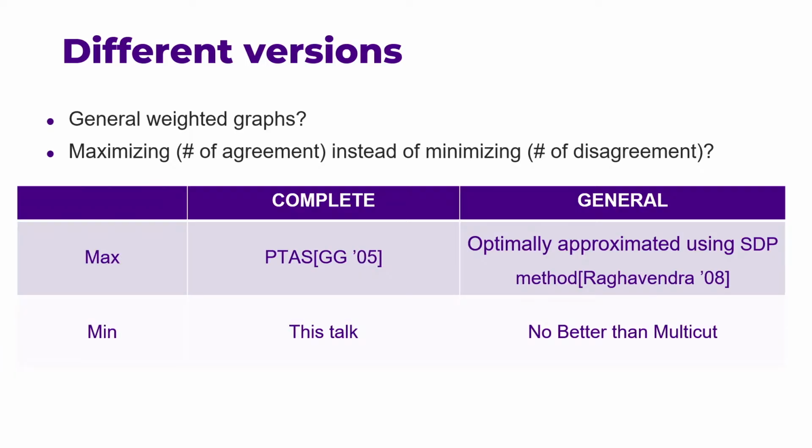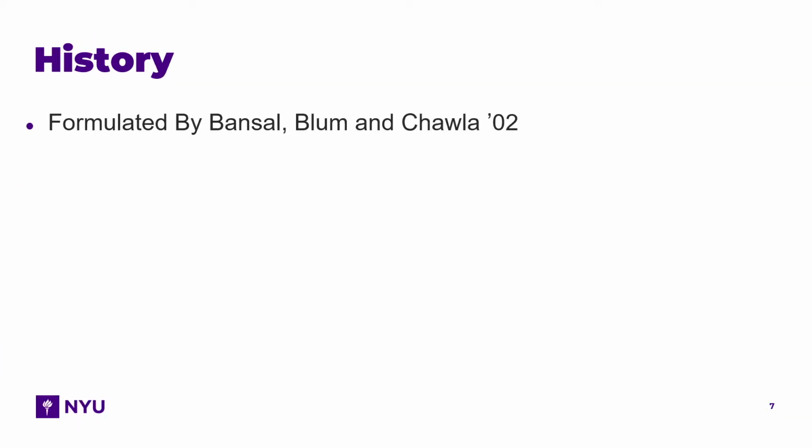One thing is that in the parallel model, although in the sequential setting those results are well studied, there are very few results for the other 3 cases. So maybe it's an interesting direction. But in this talk, let's focus on the min complete graph. So the graph is complete.